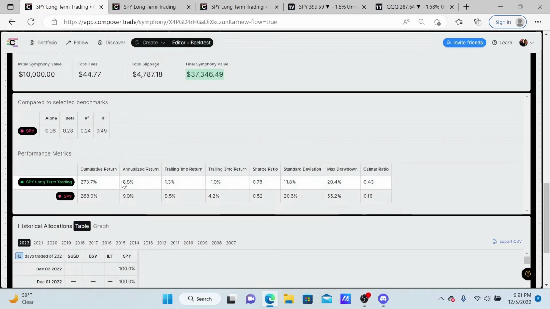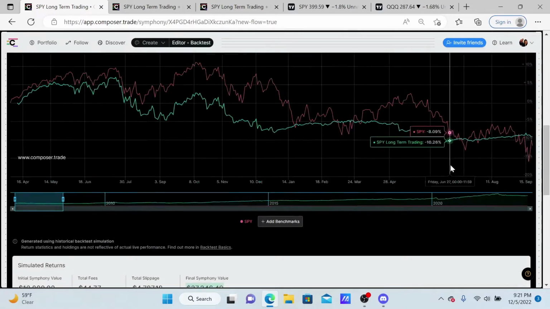The annual return is 8.8. The max drawdown is now 20. Before it was 21%. So the max drawdown has come down, and the annual return has actually increased.